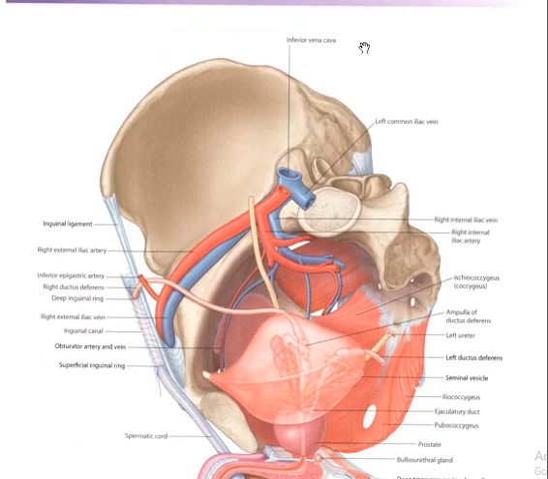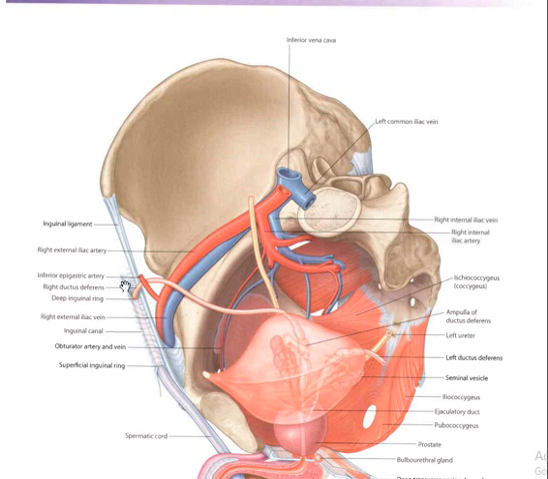So now you have the inferior vena cava here. Here you are going to have the right internal iliac vein, and here the right internal iliac artery. This is the internal iliac artery, the main artery involved with supplying the pelvis. The internal iliac artery is going to have these different derivatives here.